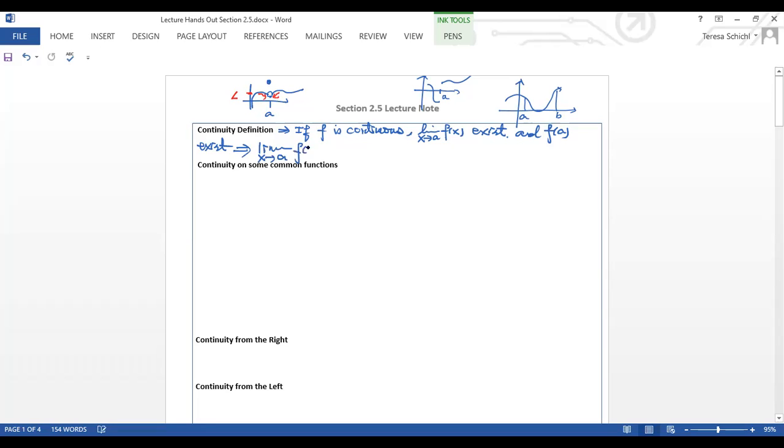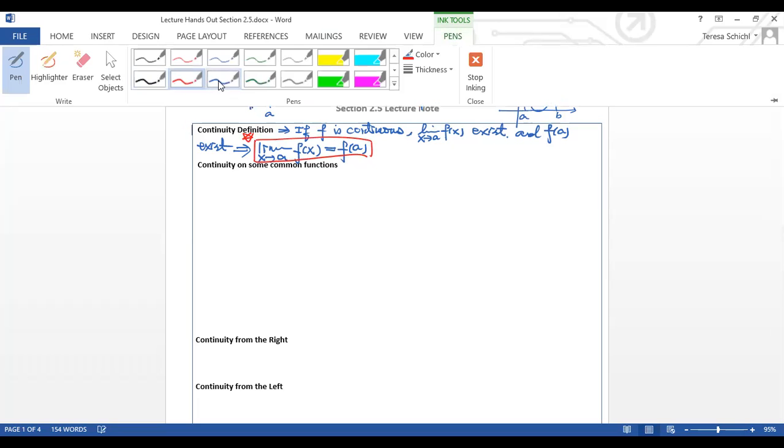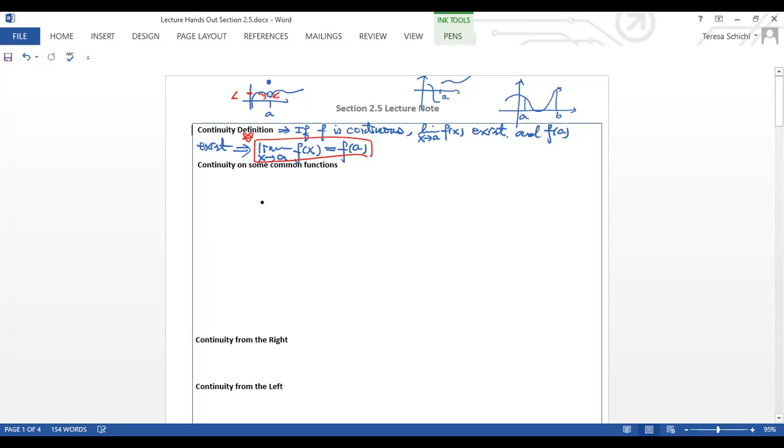So in order to be continuous, the limit has to be equal to the function value. That's why we add one more condition: the limit not only needs to exist, it also has to be equal to the function value. Okay, so now let's take a look at some common types of functions.